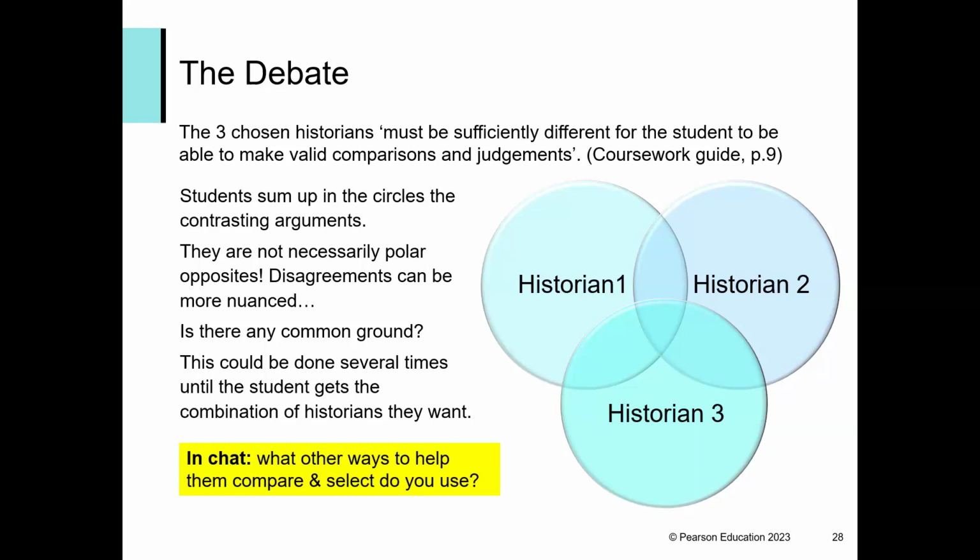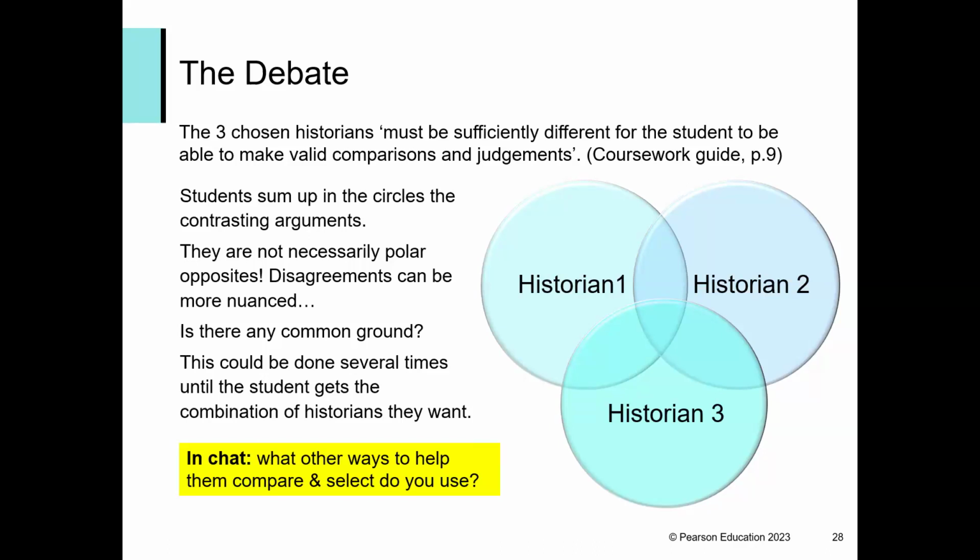If you remember, the generic question asked about what is your view? And the student, you could explain to the student that they are the fourth historian in the room. They're listening to and understanding the three different arguments of the other historians, but bringing in their own view as well. So in chat, could you put in what ways do you use? And here's one example of how to help them compare and select their historians. I wonder what you do that you could share.